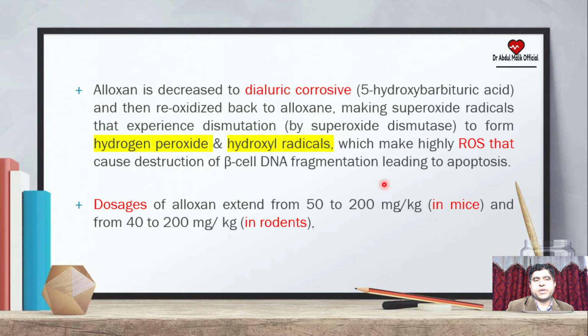So there may be type 1 diabetes if we use a high dose of the Alloxan. If we go toward the lower doses, then it can cause type 2 diabetes. Doses of the Alloxan extend from 50 to 200 milligram per day per kg in mice and 40 to 200 milligram per kg in different rodents or rats.